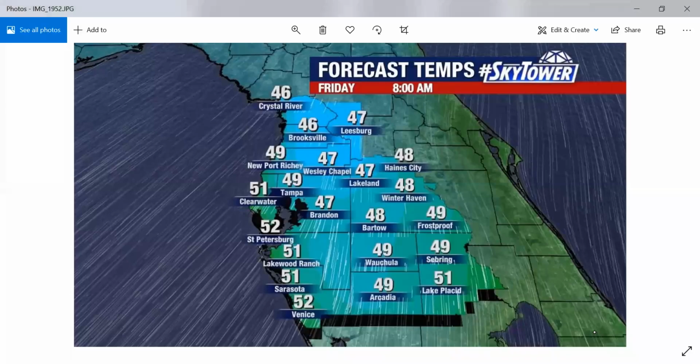That's at night. What's the temperature in Winter Haven? 48. What's the temperature in St. Petersburg? 52. All that heat that was absorbed during the day is released at night. So during this winter time, when we have maybe one or two really, really cold nights, they say bring in your pets, bring in your potted plants, you don't want them to get killed.